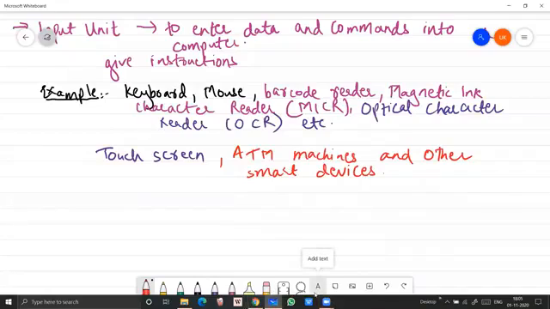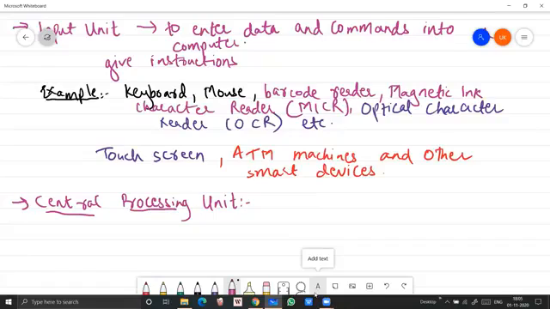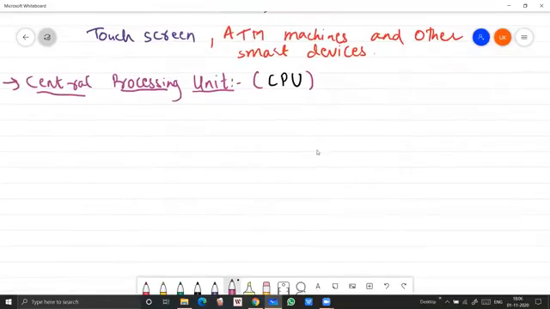Then next is the CPU, the central processing unit. Now CPU, students, as we have studied since our childhood, the school days, is the brain of the computer. Whenever somebody asks you what the CPU is, it is the central processing unit, and it is called the brain of a computer. Why is it called the brain of the computer, students? Because all the processing is done by the CPU. Without the CPU, there is no processing, there is no output to access.